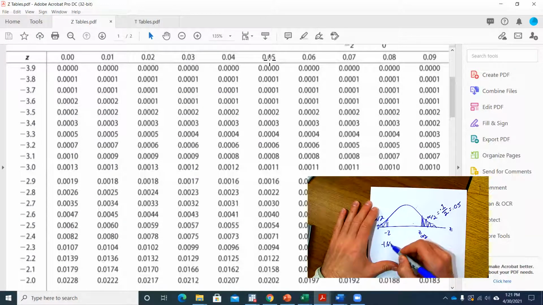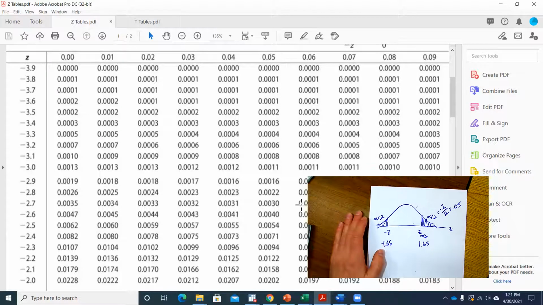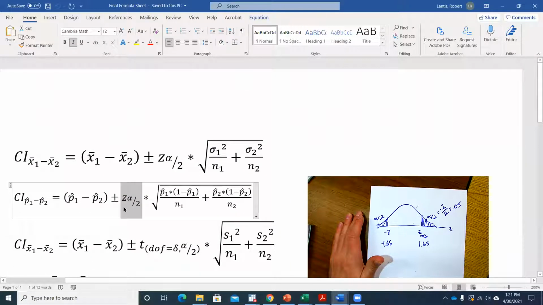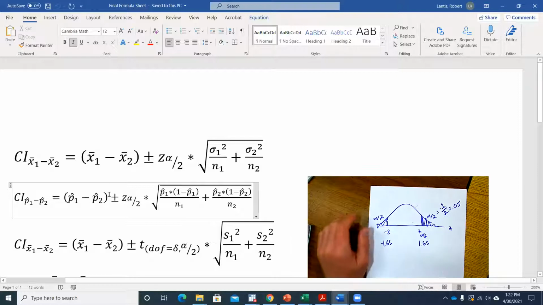But I have to remember it's not negative 1.65 that I'm looking for. I just want the absolute value because my confidence interval equations already have the positive and the negative signs built in when I'm adding that margin of error to my upper bound and subtracting that margin of error to my lower bound. So once I have that z-score, now I've got everything I need, and now it's just a matter of getting it entered into our calculator.